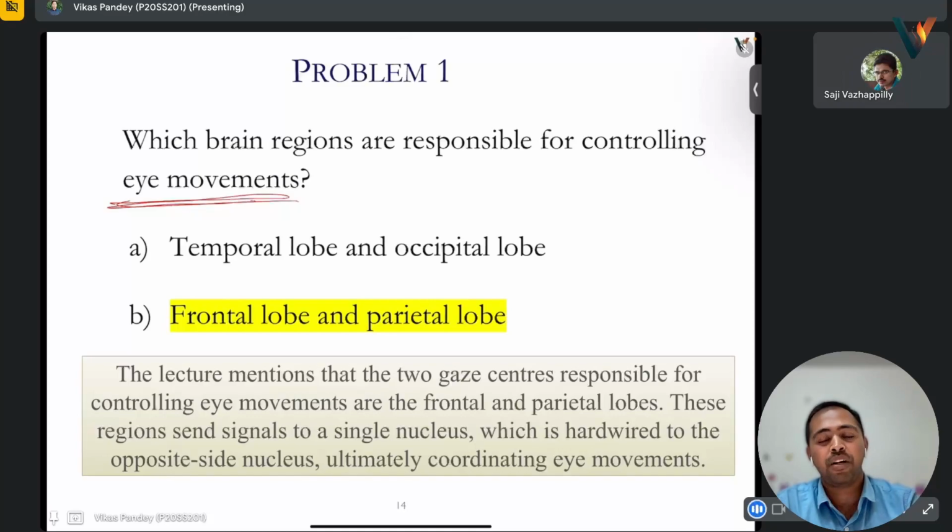Sir, as I said in the first part, there are two gaze centers responsible for controlling eye movement, that are the frontal and parietal lobe. These regions send signals to the nucleus, which is hardwired to the opposite side nucleus, so ultimately coordinating eye movement. Like right eye movement will be done from the left center and left eye movement from the right center. So in total, it is the coordination of both the parts.